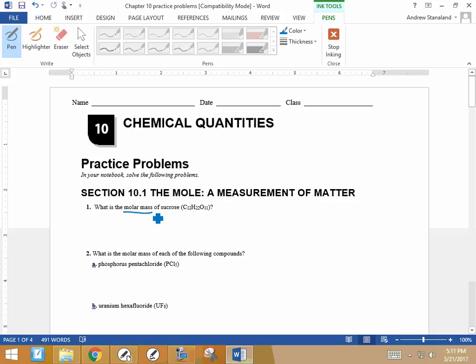Okay, so for this one, the molar mass of sucrose, C12H22O11. I'd like you to work them the way we talked about in class, and that would be by saying 12 carbons, 22 hydrogens, and 11 oxygens. That's straight from the formula. Now, that's 12 carbons times 12.0, the number of grams per mole, 22 hydrogens times 1.01, again grams per mole, and 11 oxygens, which are 16.0 grams per mole. Okay?